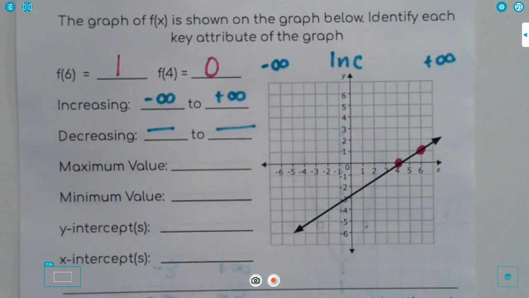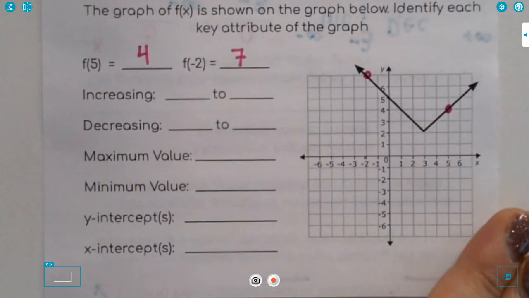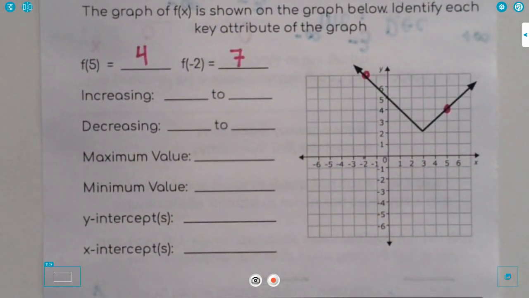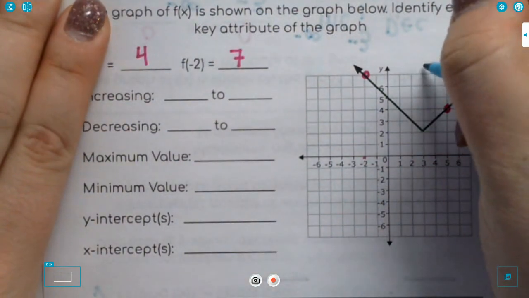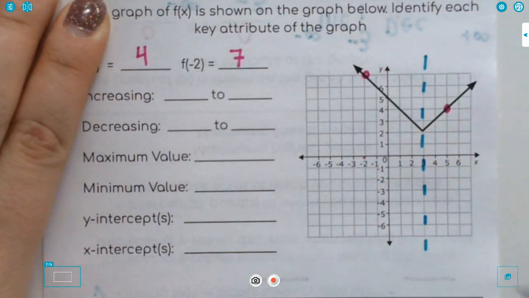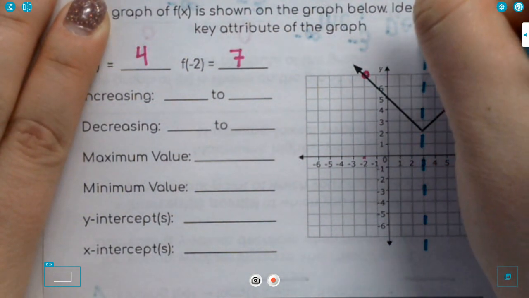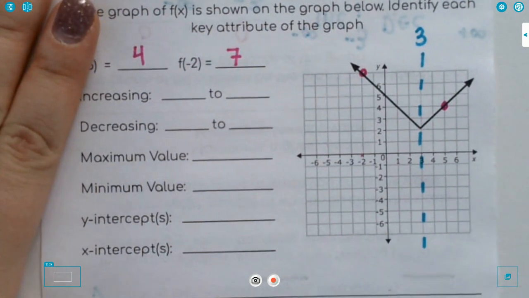Okay. Any questions about that one? Okay. Last one is another one with a switching point. So I'm going to draw a vertical line through my switching point. And then I'm going to label what that point is, which is 3. That's my X value where I switch.